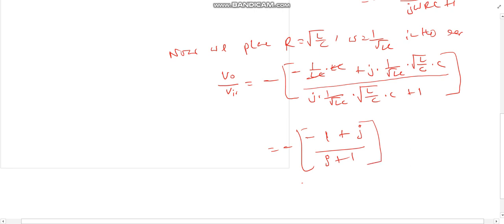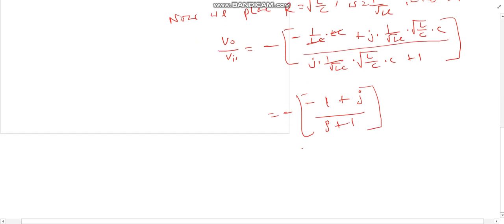Taking this negative sign inside, it will be 1 minus j divided by 1 plus j. This is the value of V0 by Vi.